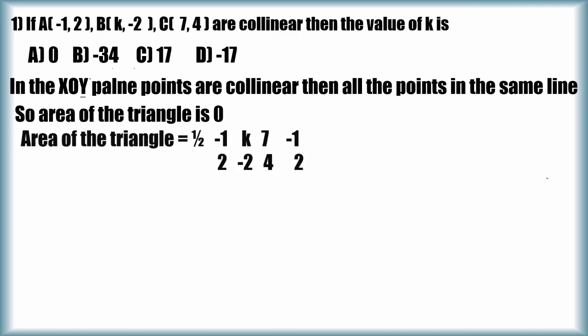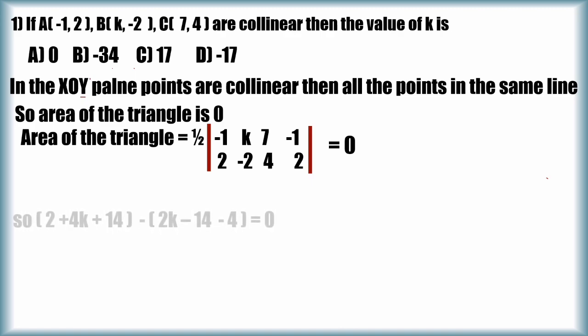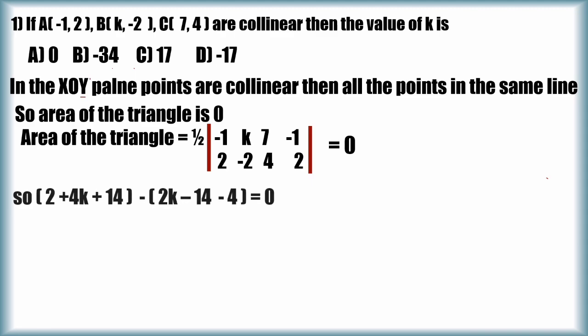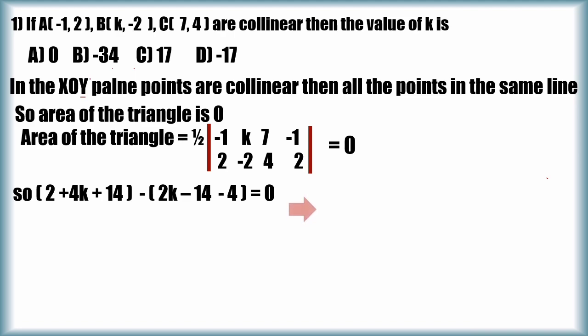Here, half into -1, k, 7, -1 are all the coordinates of x as the base, and 2, -2, 4, 2 are all the coordinates of y in terms of height. This is equivalent to 0 because there is no area of a triangle. So half is taken to the right hand side and it is equivalent to 0. Now -1 into 2, 2 plus 4k plus 14 minus 2k minus 14 minus 4 equal to 0.